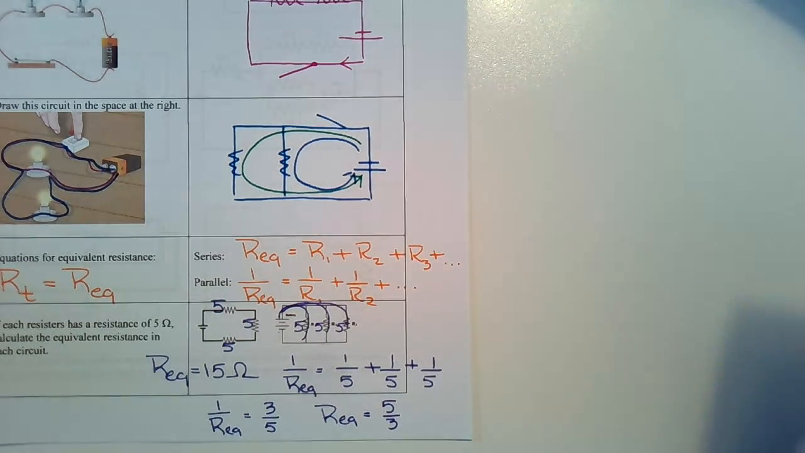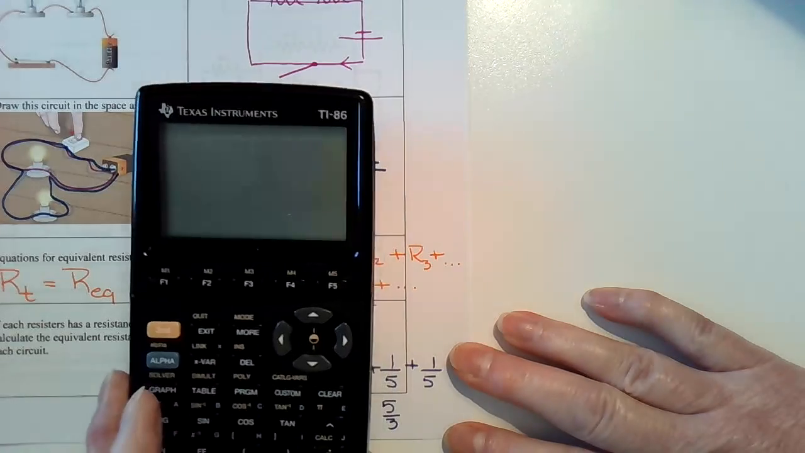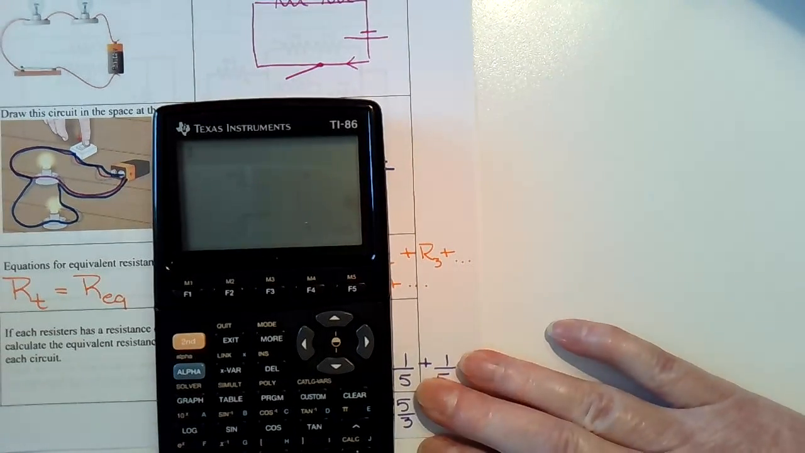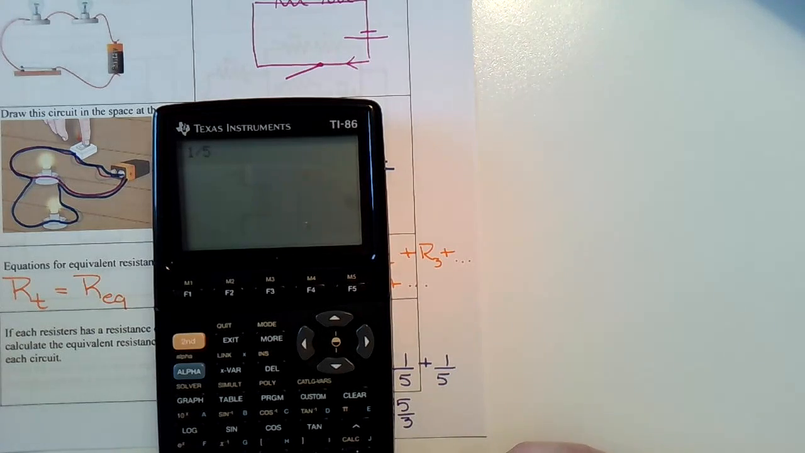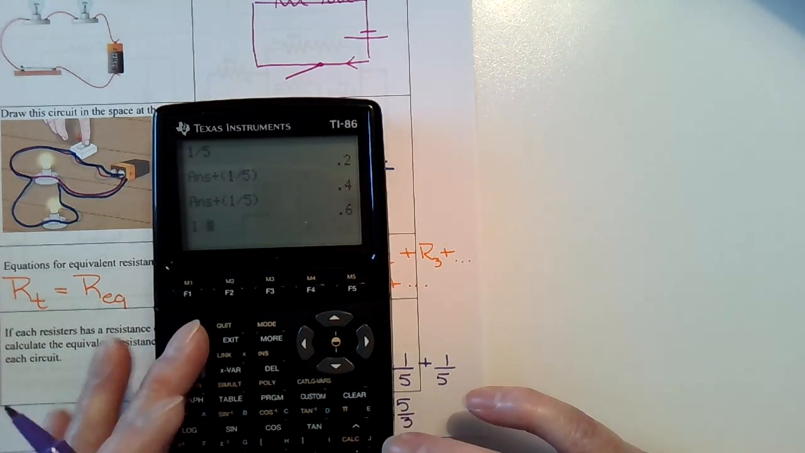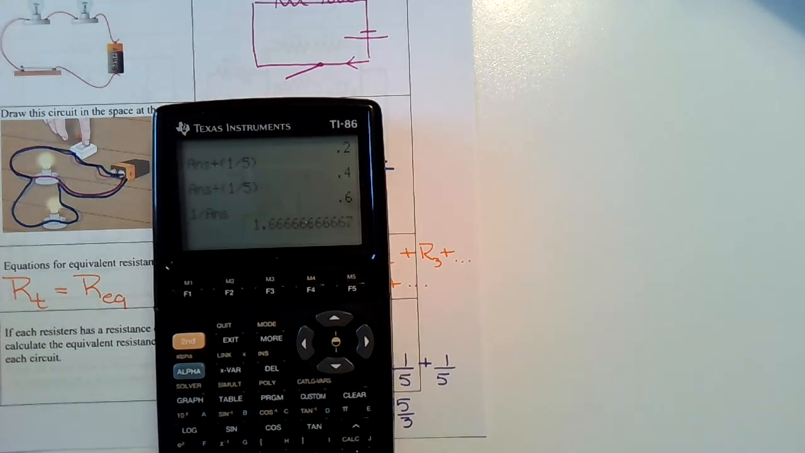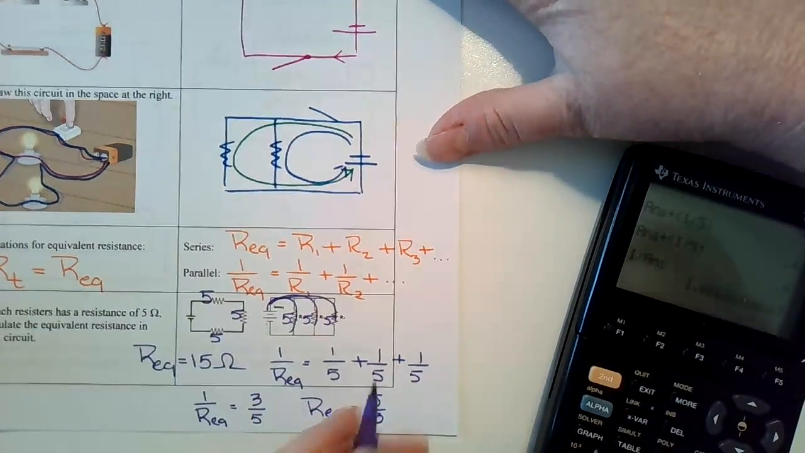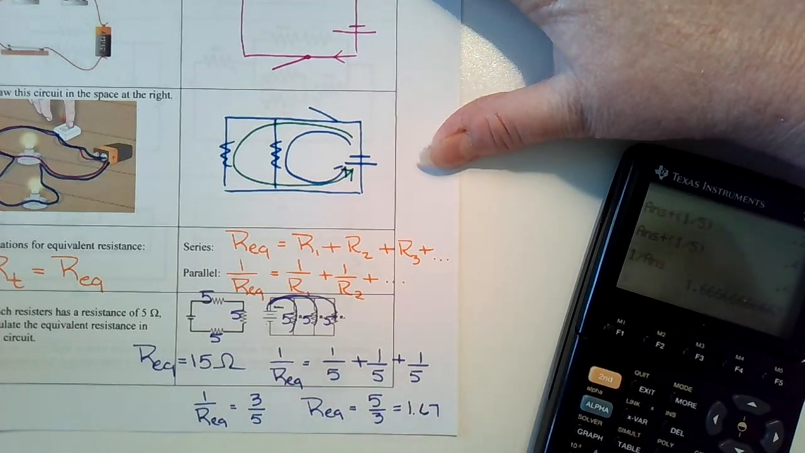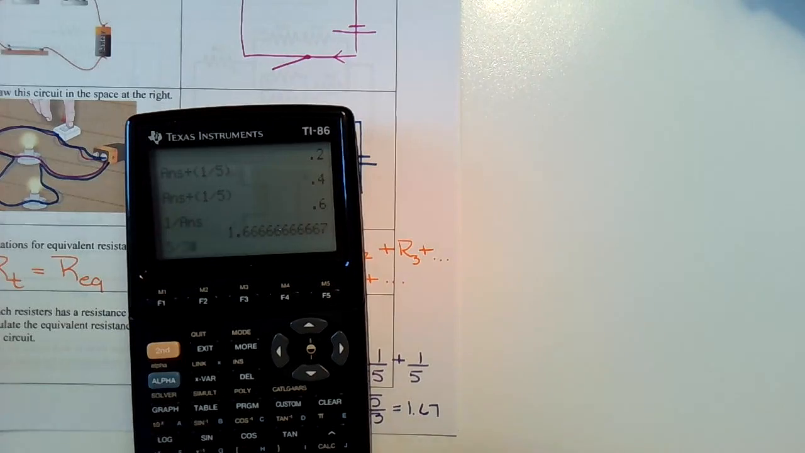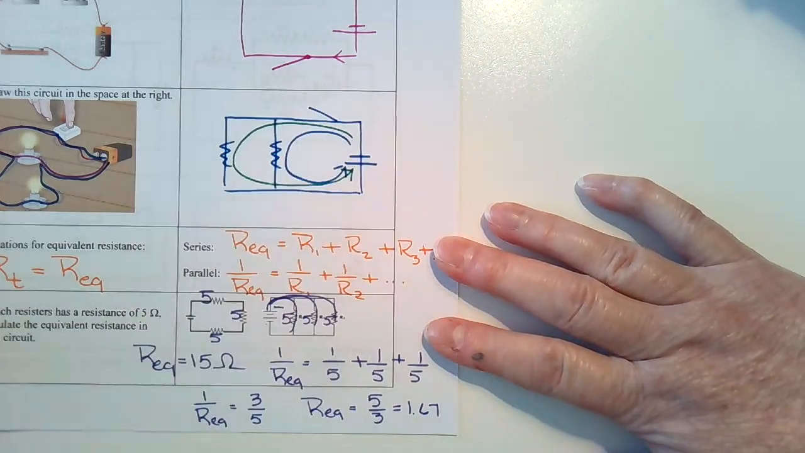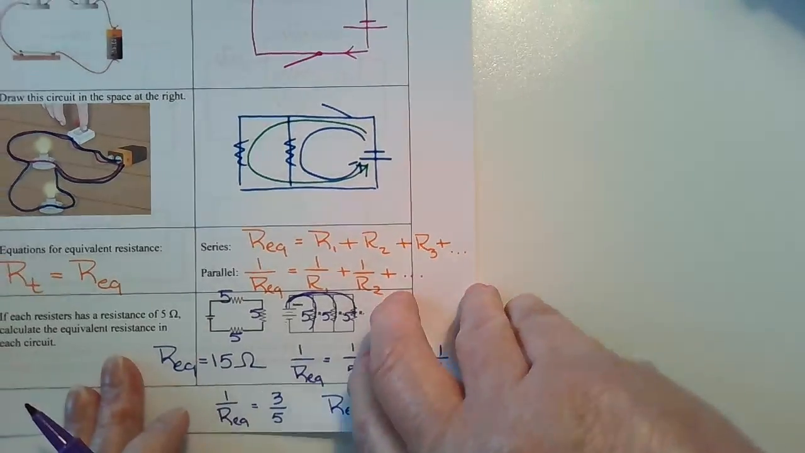But we're going to need decimal answers. And so let me see if my calculator screen will show up here. So how I like to do it is like this. 1 divided by 5 plus 1 divided by 5 plus 1 divided by 5. And then 1 over the answer, flip it over, and I get an answer of 1.67 ohms, which obviously 5 divided by 3 is 1.67, so we are in business. Okay, that's the bare minimum.